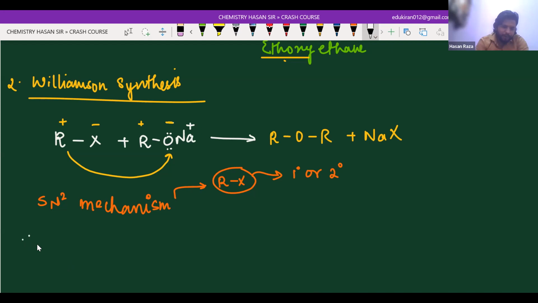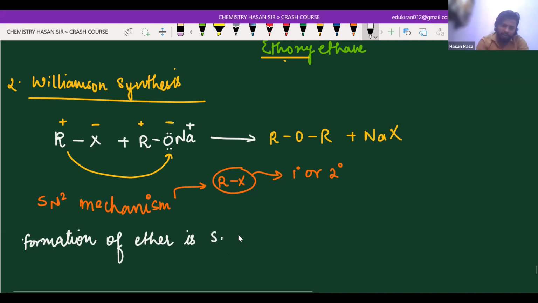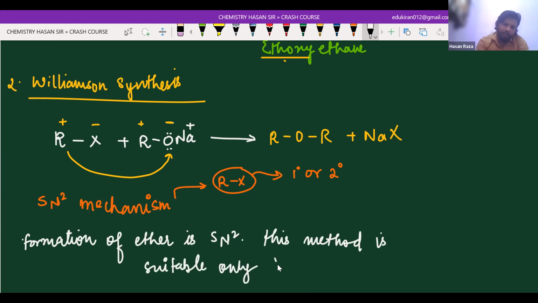Formation of ether is a nucleophilic bimolecular reaction. That means SN2, I'm going to write it directly, nucleophilic bimolecular reaction. And this method is suitable only for the preparation of primary alkyl halide, primary alkyl group.